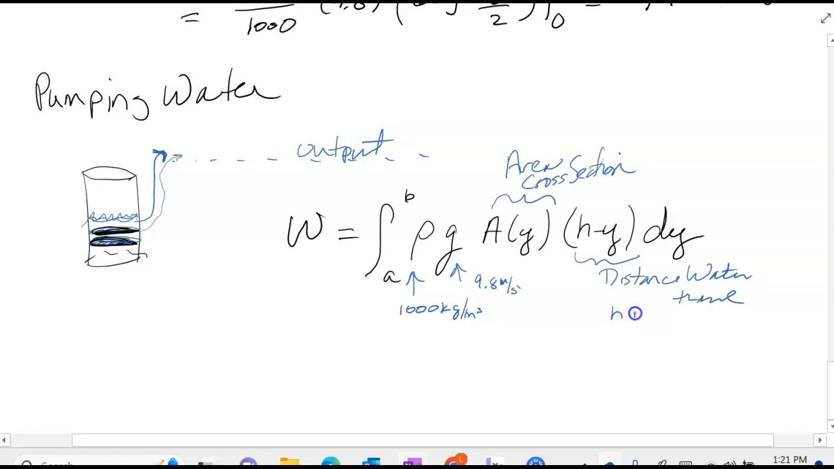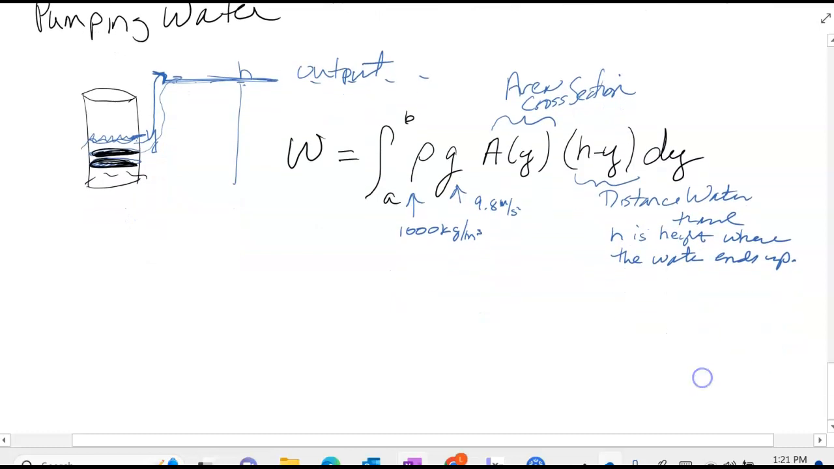So h is the height where the water is going to end up. So in other words, wherever the output is, this is your h distance. That's going to be your h. So it's going to be h minus whatever these y values are. All right. Similar, but a little different because we had to add in that cross section.